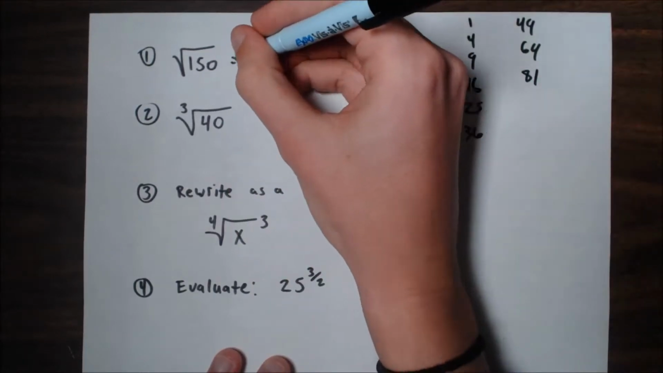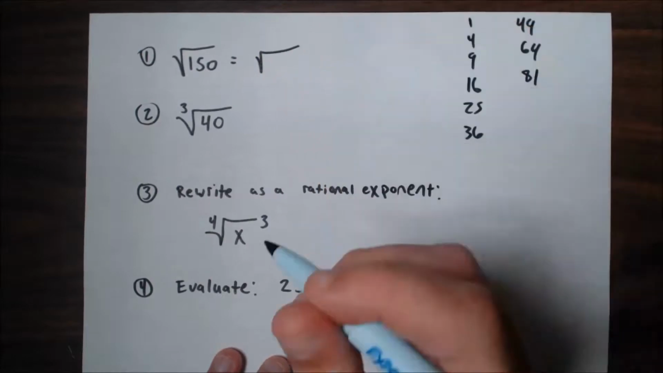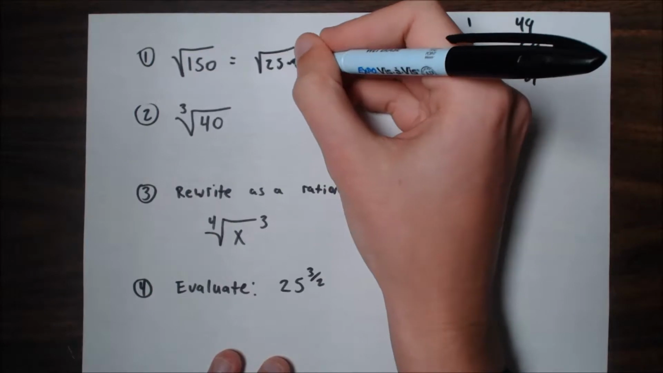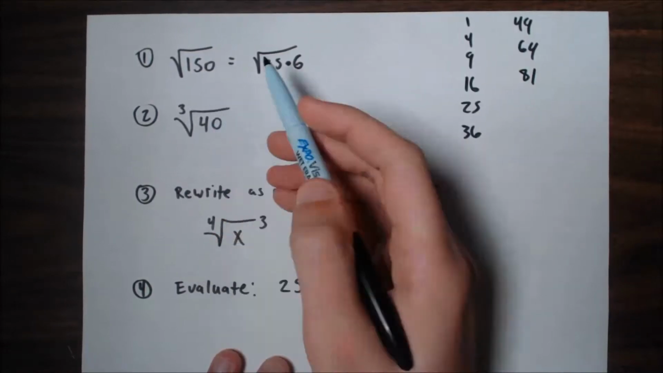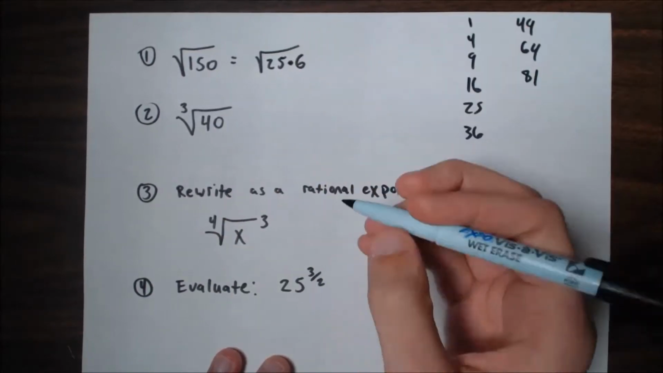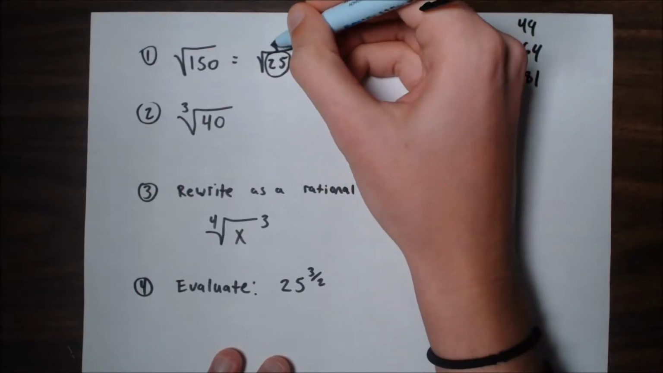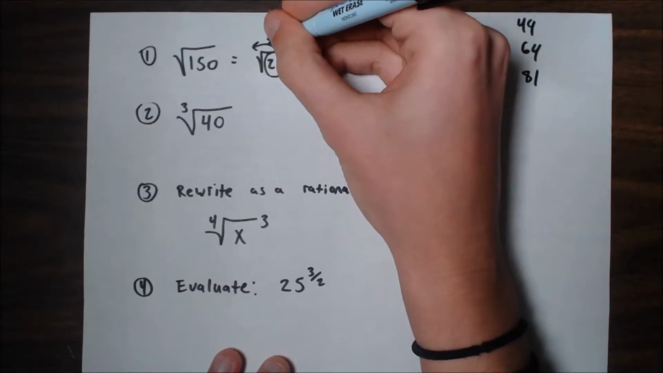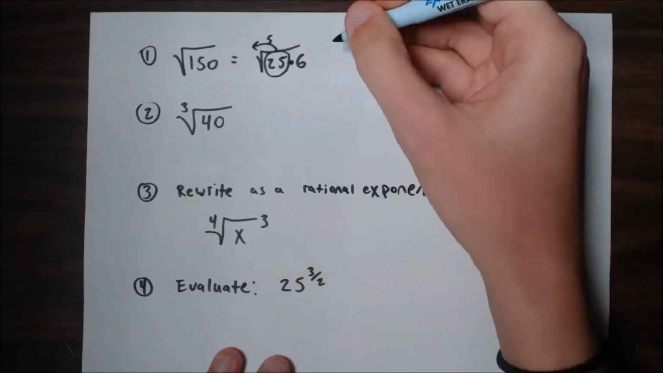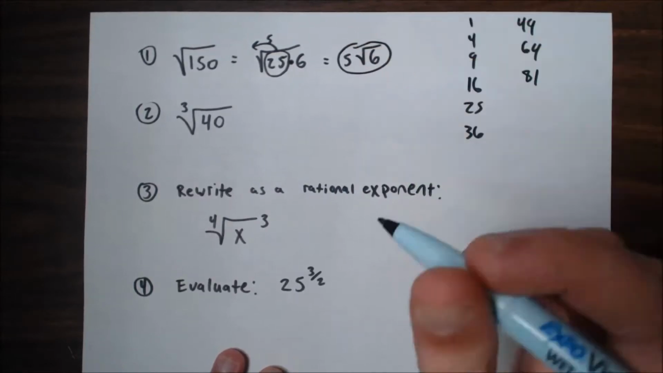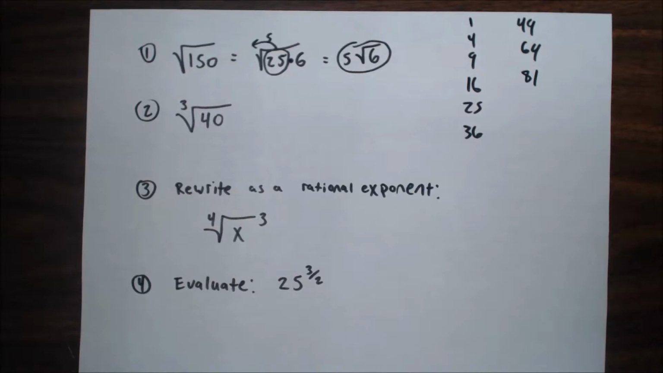How many times does it go into 150? 6 times. So it's 25 times 6. You agree that 25 times 6 equals 150. Then I'm going to pull out any perfect square factors, which was this 25 that I found. I'm pulling that out as a 5, right? The square root of 25 is 5. So what that leaves me is 5 times the square root of 6. And that's the answer.